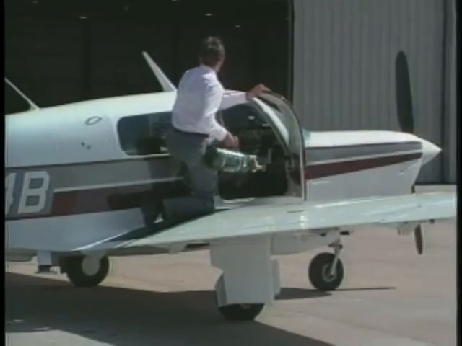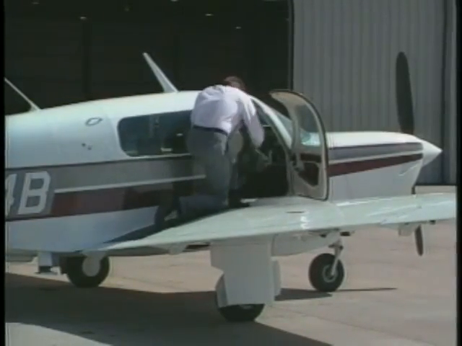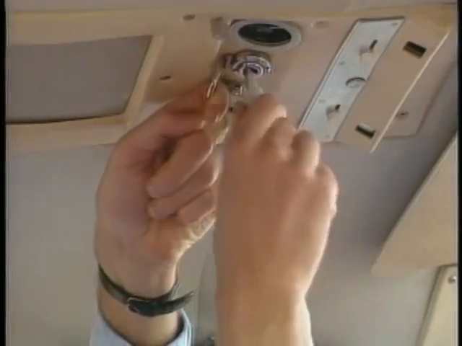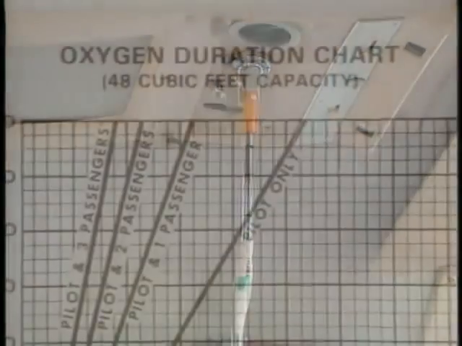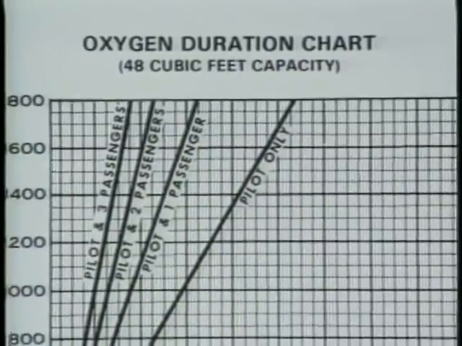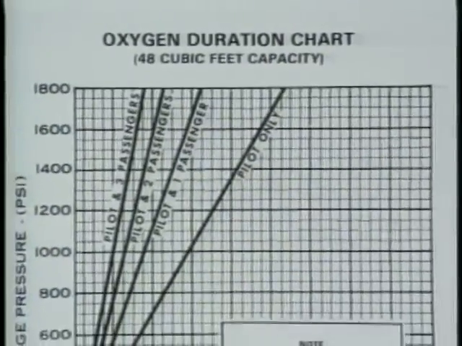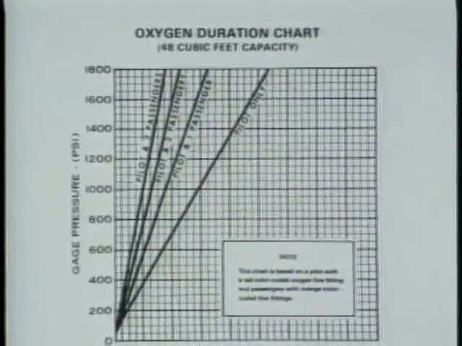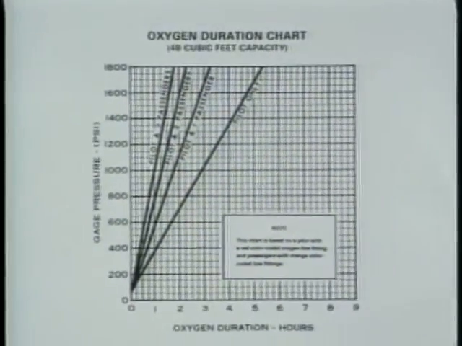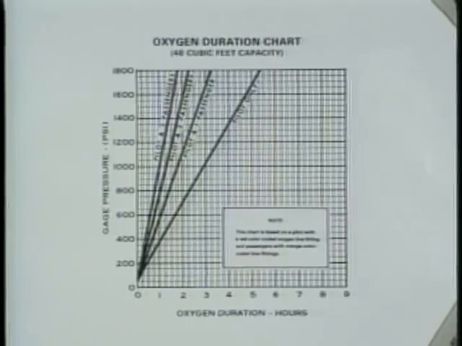Regardless of the type of oxygen system installed in your aircraft, it's very important to have a sufficient supply of oxygen available for the planned flight. To make sure you have enough oxygen, you should use an oxygen duration graph or chart. To use this particular type of graph, you have to know how much oxygen is available and how many people will be using the system.